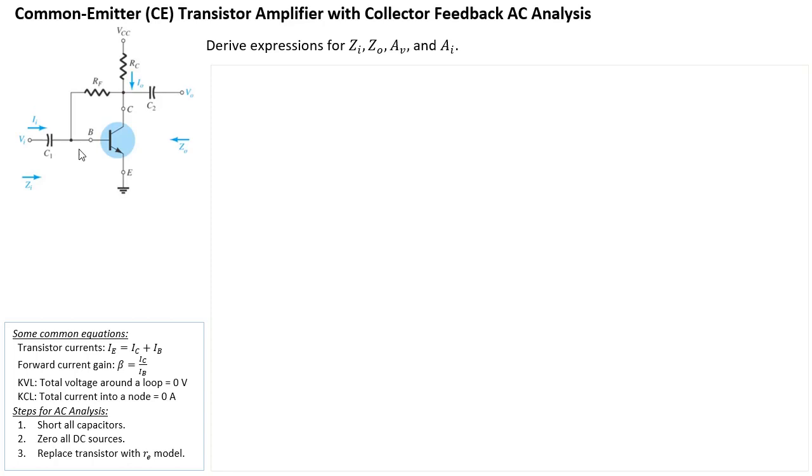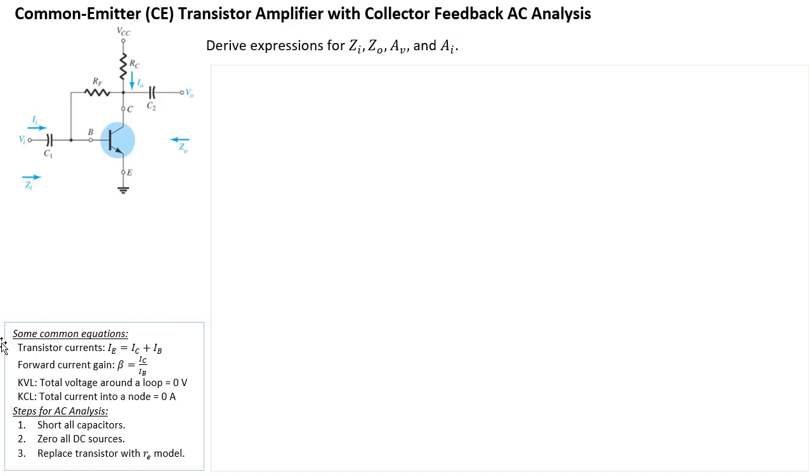The steps for AC analysis have always been: you short all capacitors, so that's C1 and C2 there, and you short them because we assume they have very low impedance at the frequency of interest. We zero all DC sources, which in this case is only one, VCC. Finally, we replace the transistor that's here with an RE model.